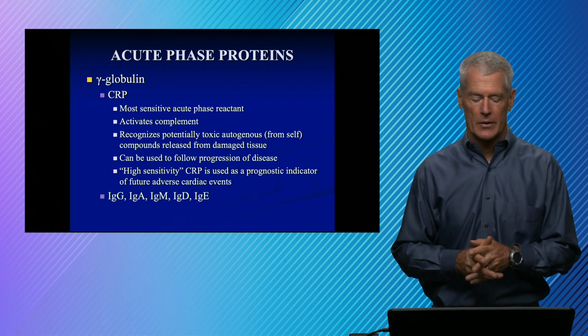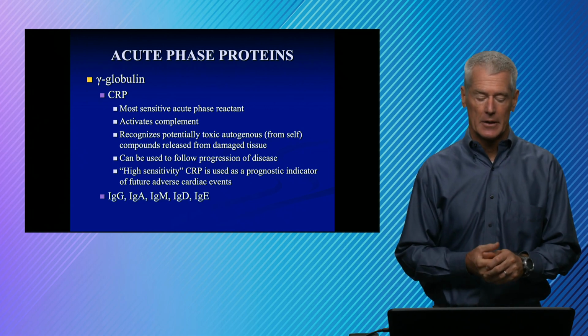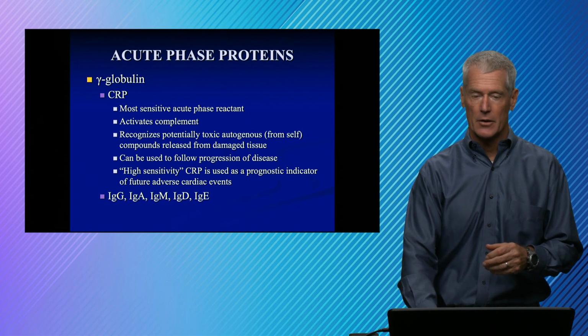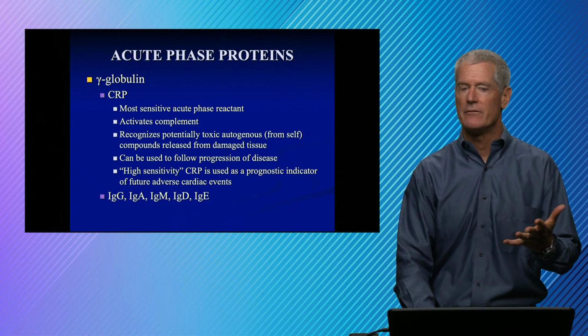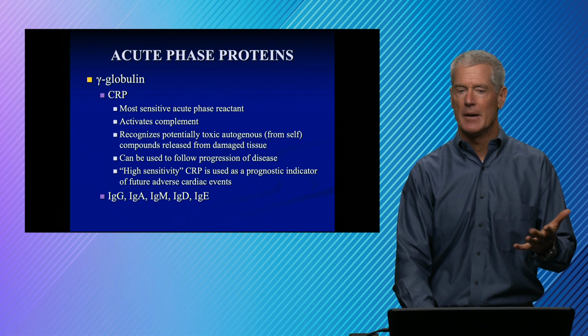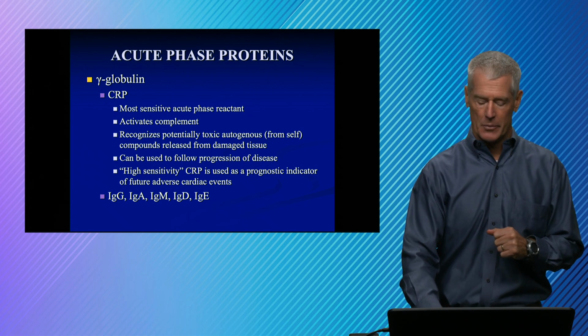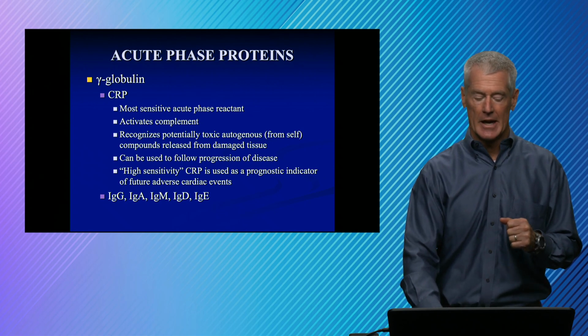The other gamma globulin molecules are our immunoglobulins. We have 5 different ones: G, A, M, D, and E. And primarily we would be picking up G, A, and M.